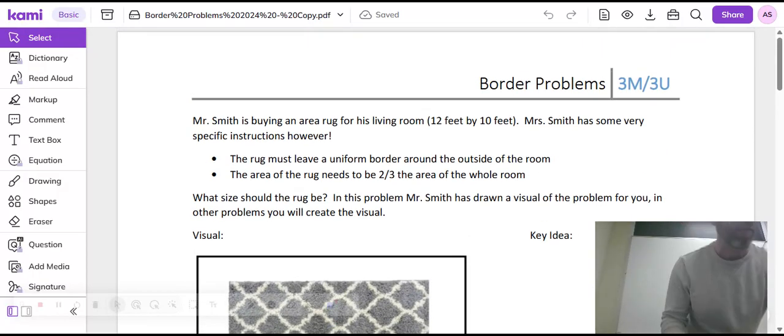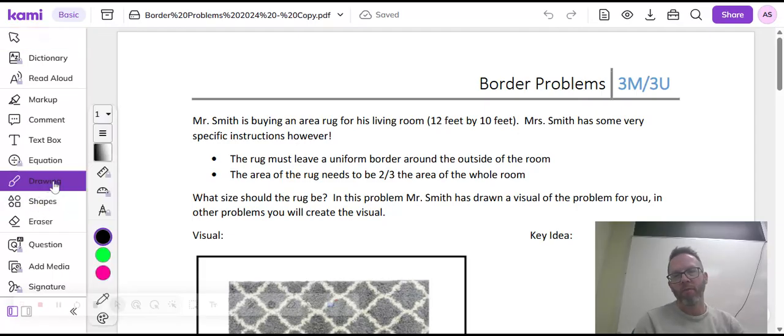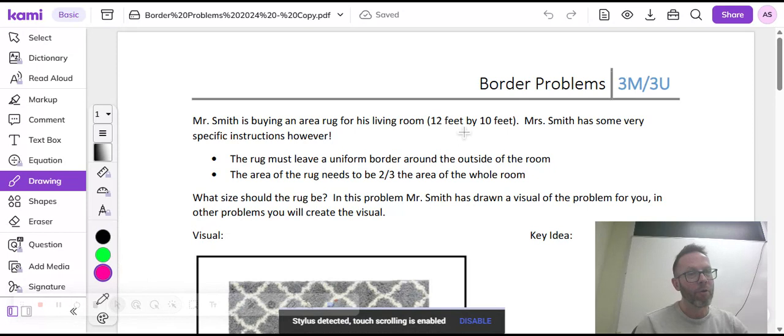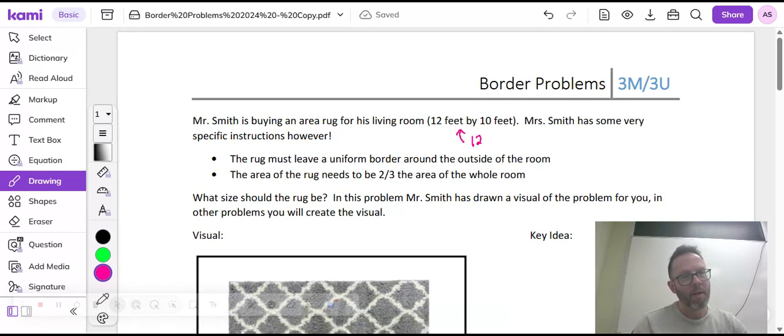So if we can just digest what we're being told here, hopefully it's not too much of a stretch to realize that the total area of the room is 12 times 10. It's 120 square feet, right?